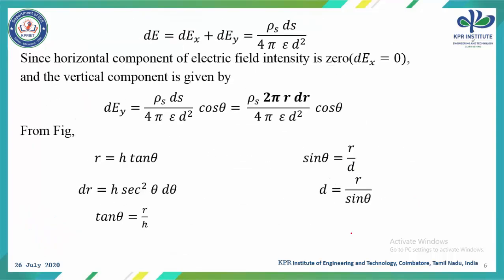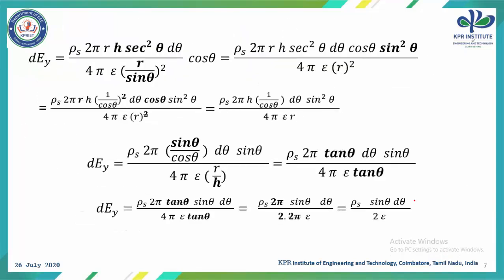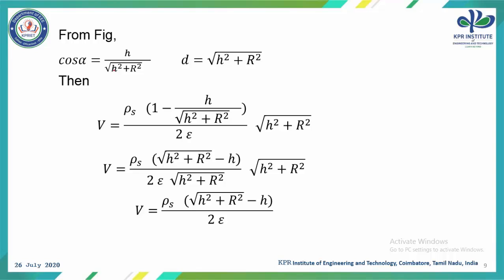Again go to the figure. From the figure you want to find out two things. One is the d value. Next you want to find out the cos alpha. Cos alpha equal to h by square root of h square plus r squared. D equal to square root of h square plus r squared. Now you want to substitute all the values here. This is the cos alpha, this is the d value.